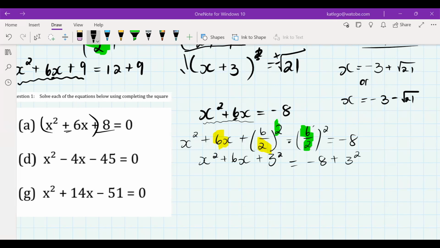Someone says, why is it being divided? Because if you square the middle term, you will never be able to get your final term, okay? We have to halve it in order to get the last term. It's just the rule that you have to follow for completing the square.